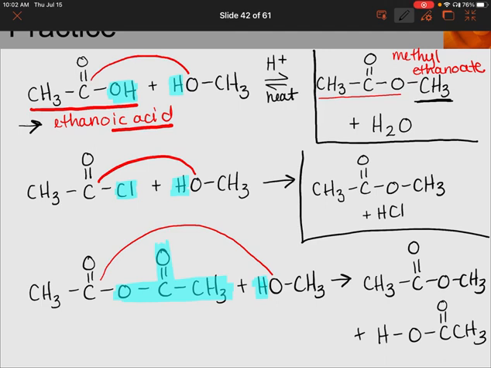So the last two reactions will give us higher yields because there's no risk of going back to the reactants. But for the first reaction, if we just remove that water as it forms, so maybe if we boil it off, that might help us isolate methyl ethanoate a little more easily. So, these are just things to think about.